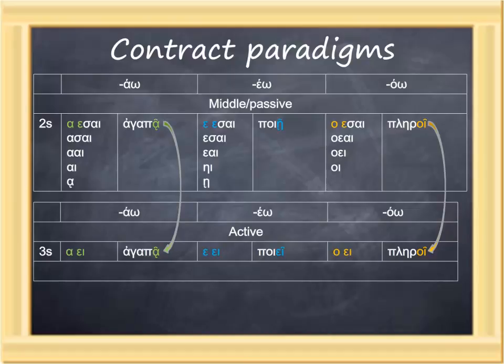If this made you a bit nervous, you are correct. The second person singular middle passive happens to be identical to the third person singular active with alpha contracts and omicron contracts. So one must rely on the context. Is the subject you, or is the subject he, she, or it, to determine the difference? Fortunately, with epsilon contracts, the forms are different.